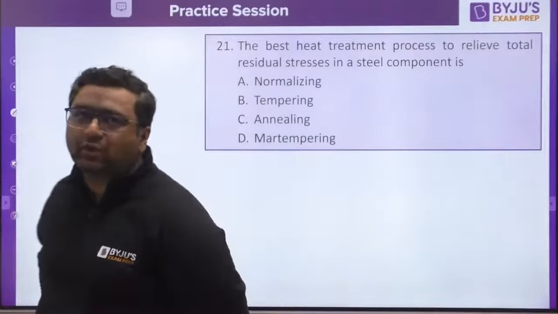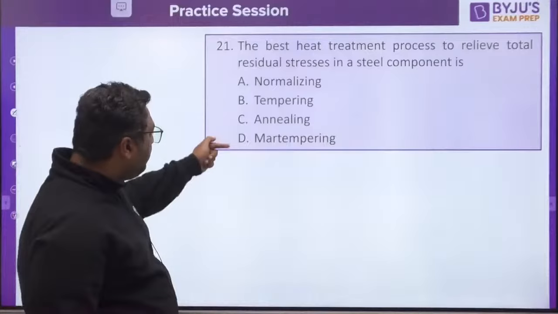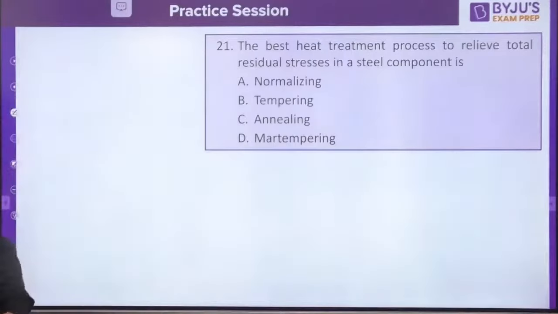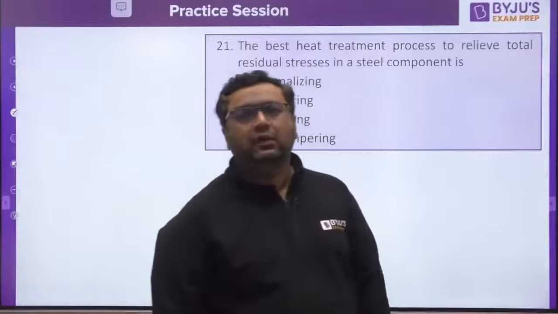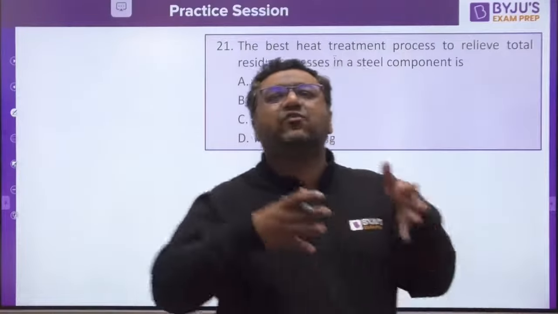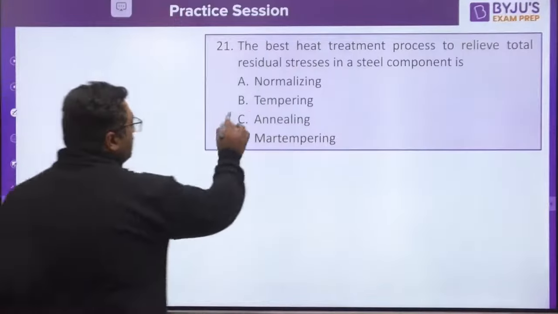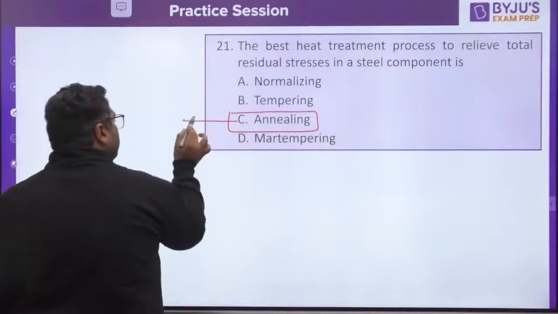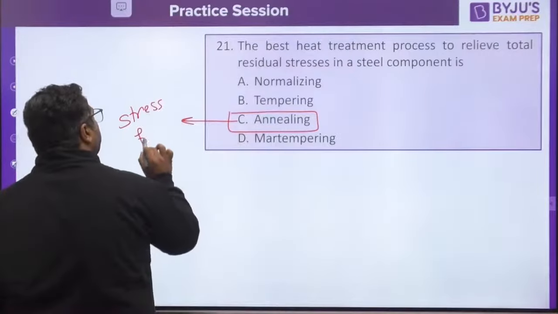Think carefully before answering. Stress relief is associated with which of the following? If you remember the types of annealing, you know there is a type, stress relief annealing. So just by looking at that, you can answer. The answer is C. Annealing is used for stress relief, and the name of that annealing is stress relief annealing.